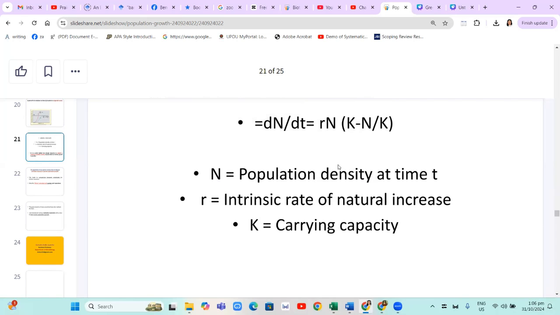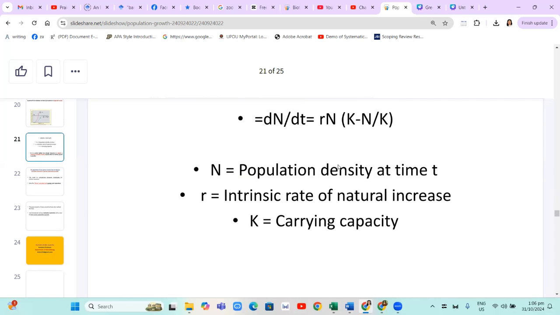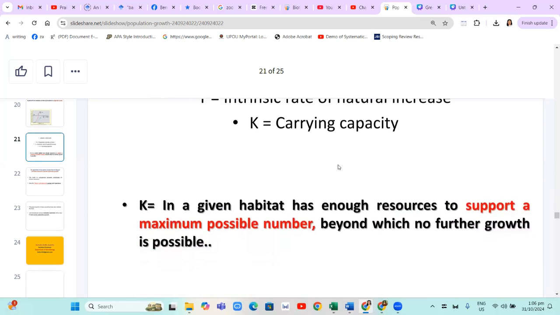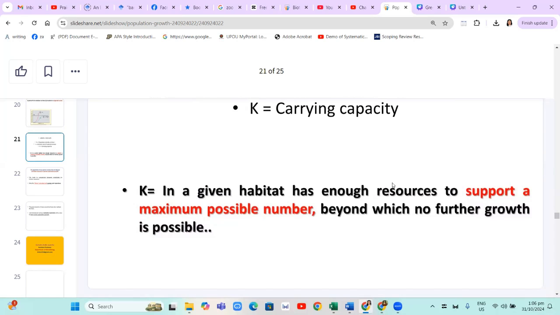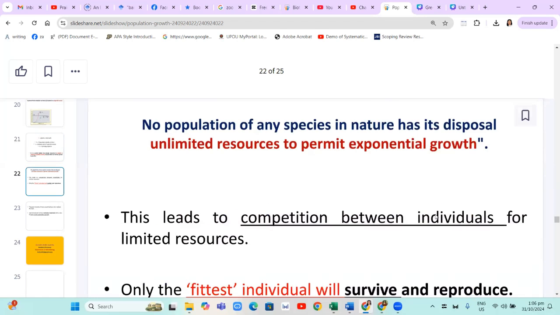Using this equation, N is the population density at time t, r is the intrinsic rate of natural increase, and K is the carrying capacity. K in a given habitat is the maximum number the available resources can support, beyond which no further growth is possible. No population of any species in nature has at its disposal unlimited resources to permit exponential growth.